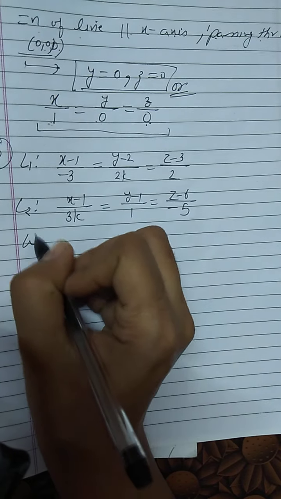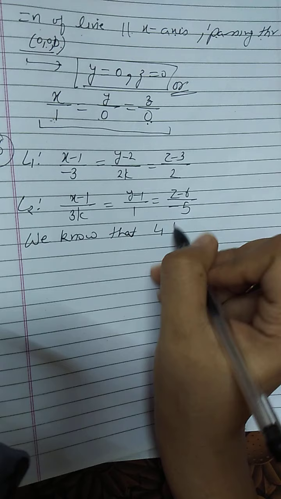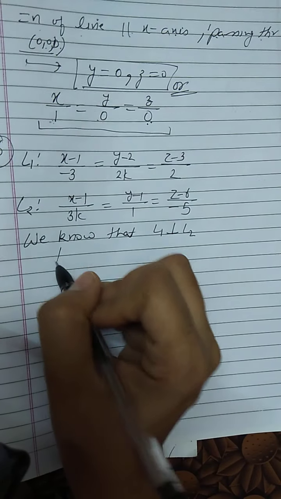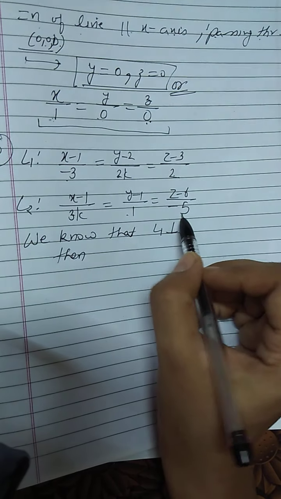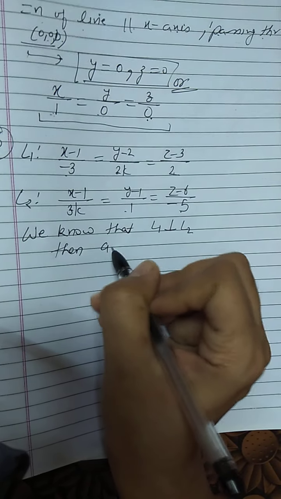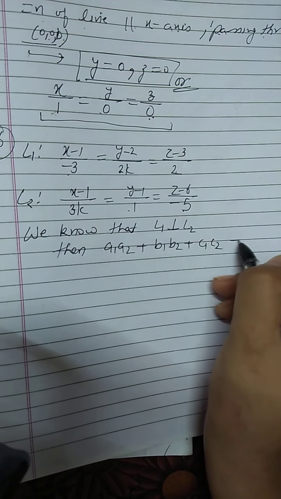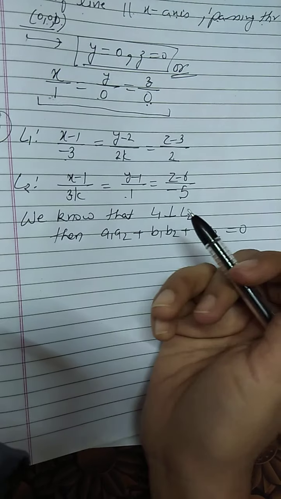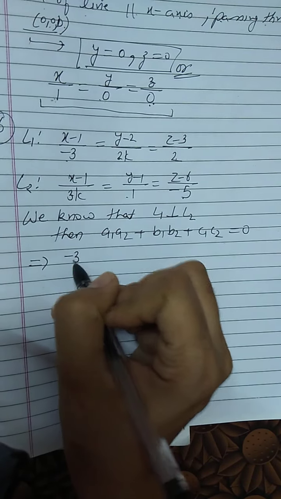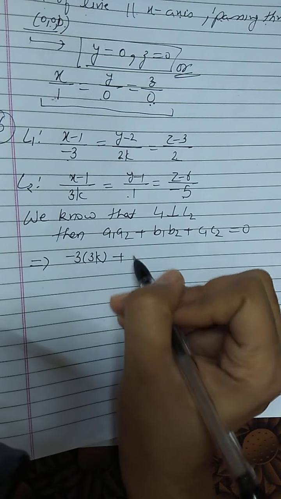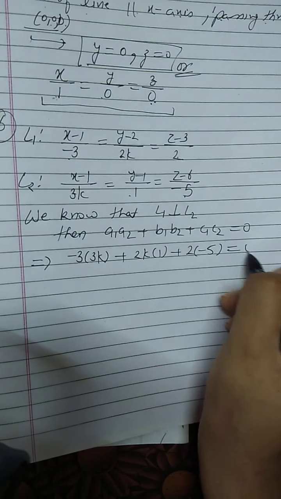Now we know that if two lines are perpendicular, if L1 line is perpendicular to L2 line, then the denominators are representing the direction ratios of the lines. So we have a1 a2 plus b1 b2 plus c1 c2 will be equal to 0. Same result. If I apply this result, it means minus 3 into 3k plus 2k into 1 plus 2 into minus 5 is 0.